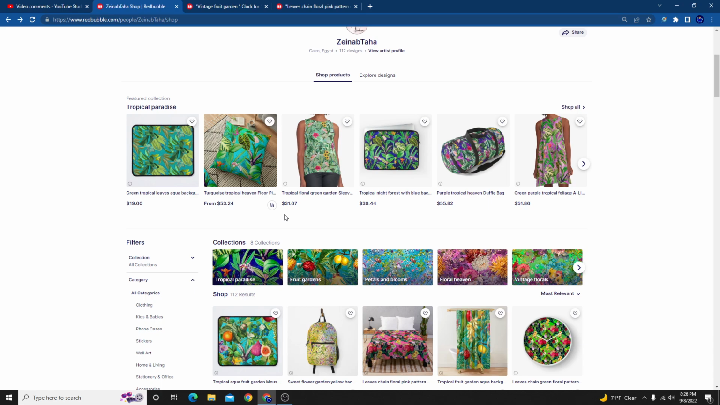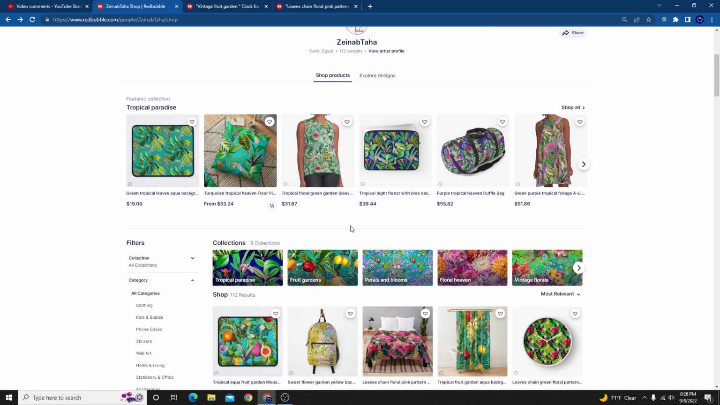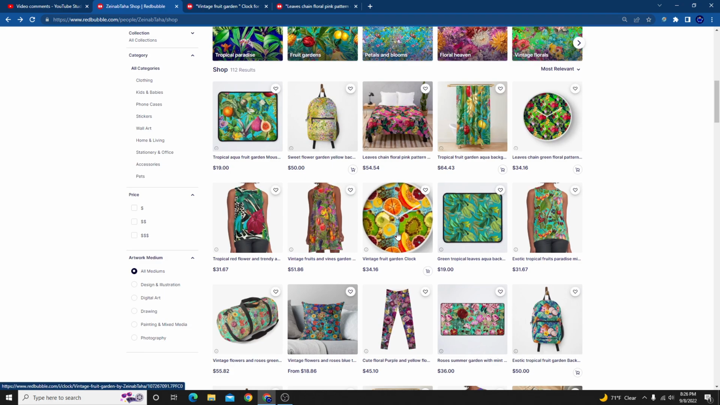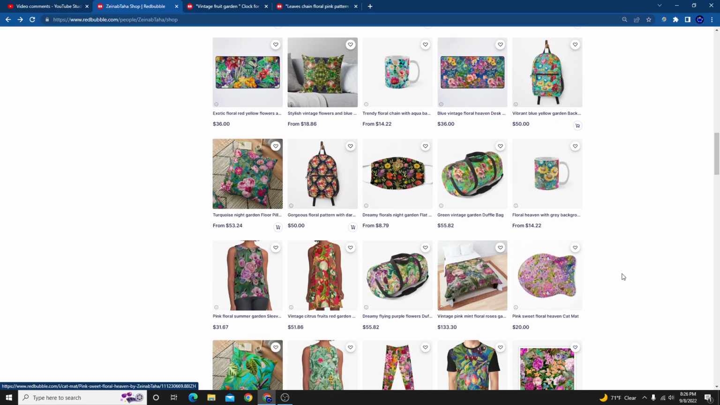When an individual is searching for something on Redbubble, and we'll use the search as a perfect example, they know what they want, right? Like, let's say I search for a vintage fruit clock, whatever it is, and I find this, and I like it, I'm going to buy it, right? So the conversions here are not going to be bad. They're going to be good. But the problem is the traffic.